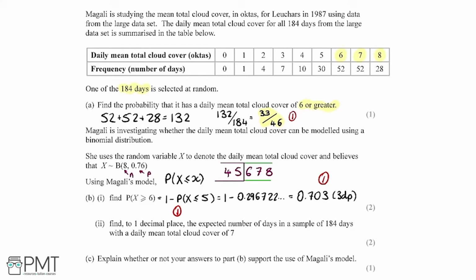And this is for 2 marks. Okay, so again, we're going to be using the same model that we used in the previous part. However, looking here, we see that the random variable x denotes the daily mean total cloud cover. However, we don't want it just for 1 day, we want it for 184 days.